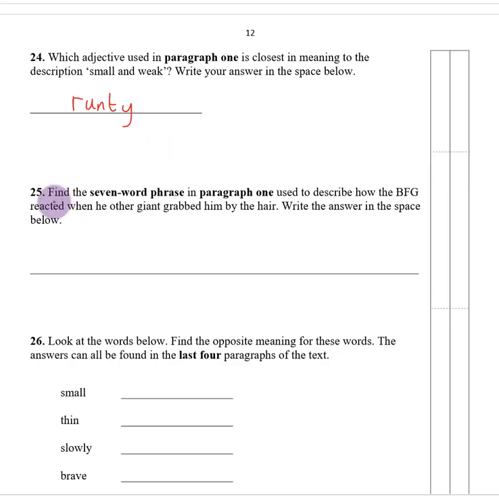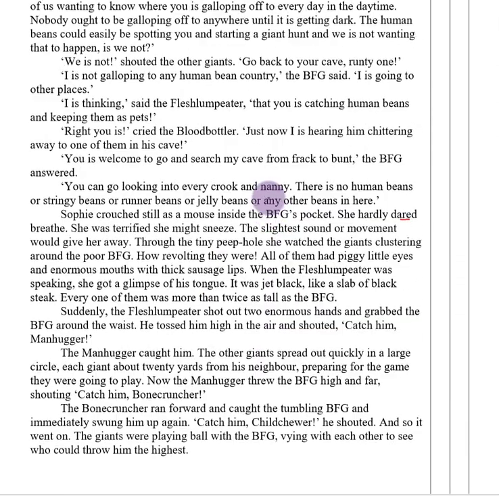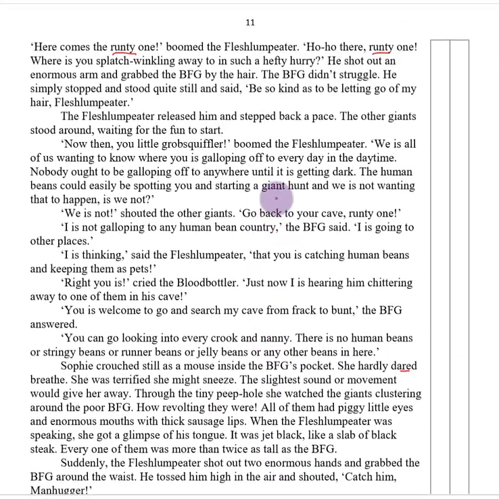So now we need to do 25. Find the 7-word phrase in paragraph 1 used to describe how the BFG reacted when the other giant grabbed him by the hair. Write your answer in the space below. So paragraph 1 again. We've got it. The enormous grabbed the BFG by the hair. The BFG didn't struggle. He simply stopped and stood quite still.